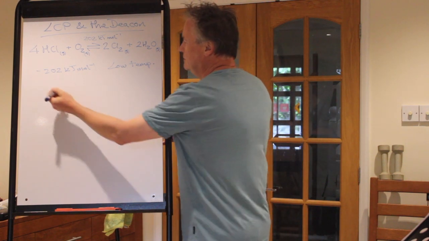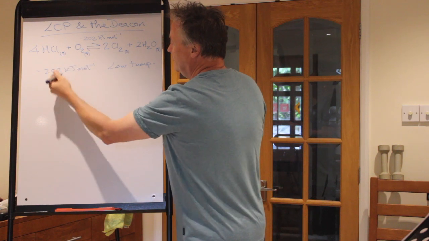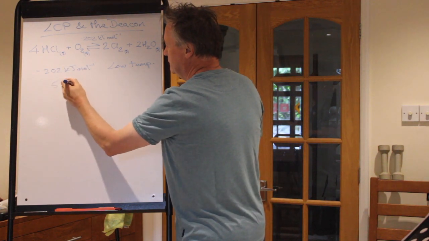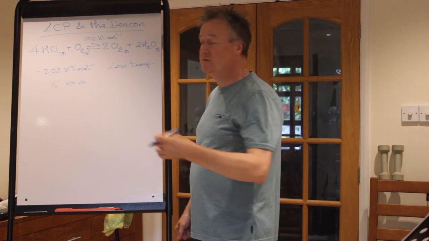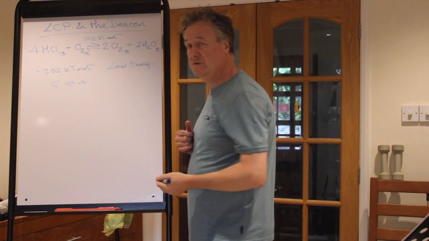Pressure wise, 5, 4 of them and a single oxygen, so that makes 5. 2 and 2 is 4.